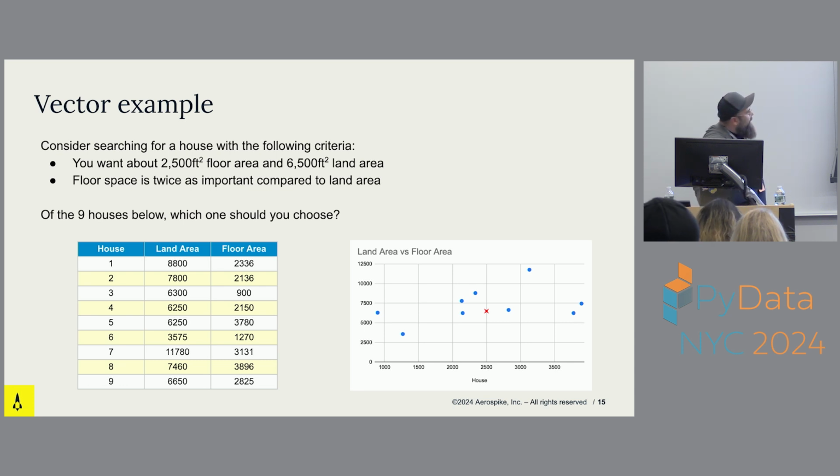But like I said, for this, we're just going to talk in 2 dimensions, okay? And so for this example, we are looking for a house. We want a 2,500 square foot house with 6,500 square feet of land.